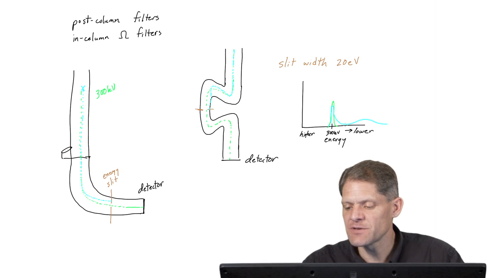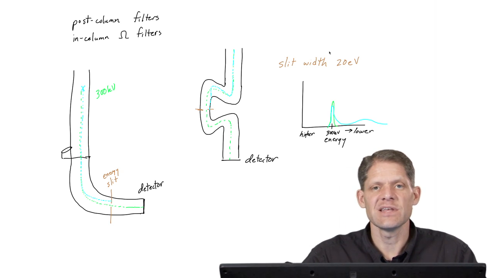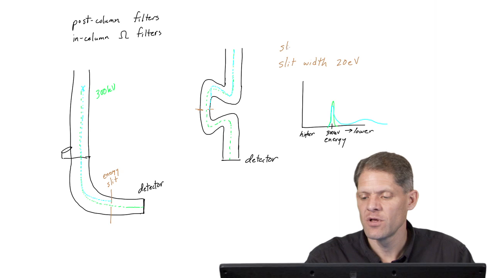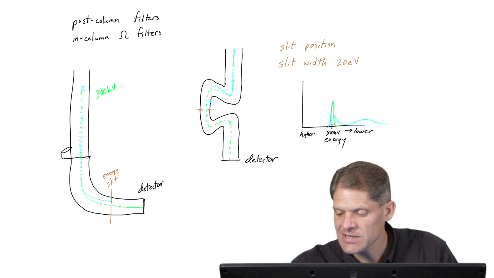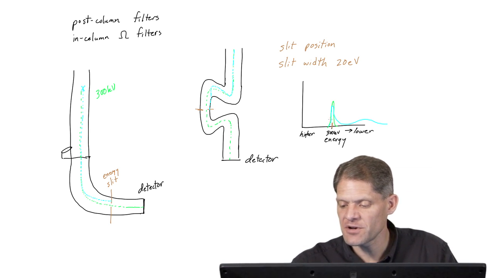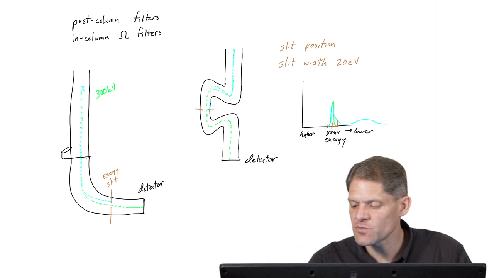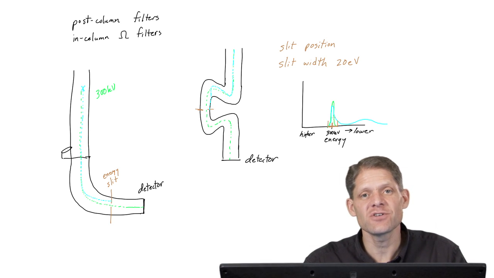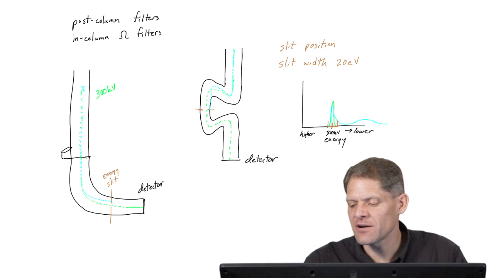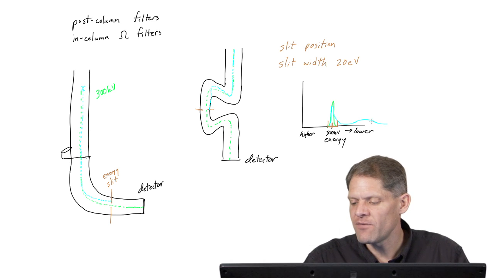And so we can control whether the slit is in or out. We control the slit position, and we control the slit width. If we were to place the energy slit centered at 300 kilovolts, and give a width of 20 eV, we would then allow the passage of the elastically scattered electrons, the unscattered electrons, and just a few of the inelastically scattered electrons. But the vast majority of inelastically scattered electrons would be removed from the image.